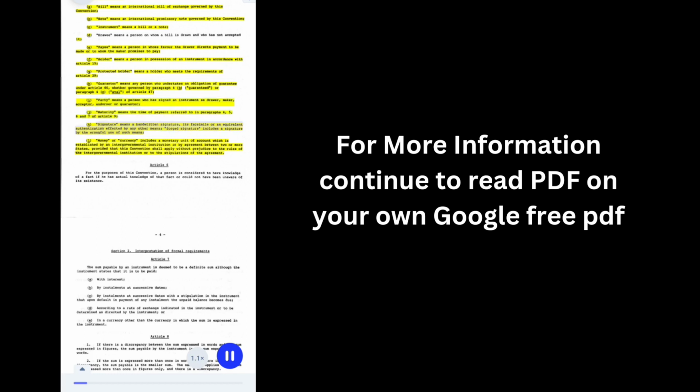"Signature" means a handwritten signature, its facsimile or an equivalent authentication effected by any other means. "Forged signature" includes a signature by the wrongful use of such means.